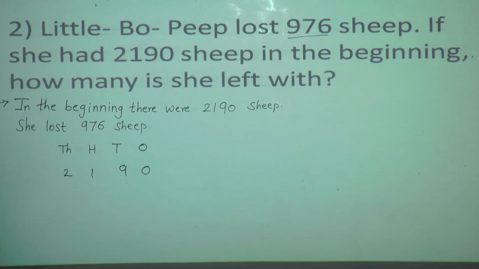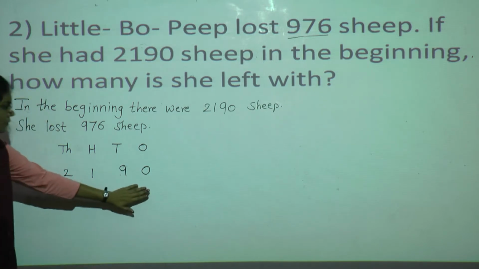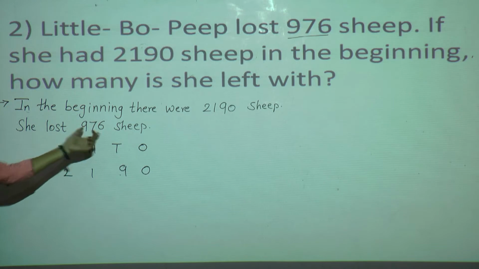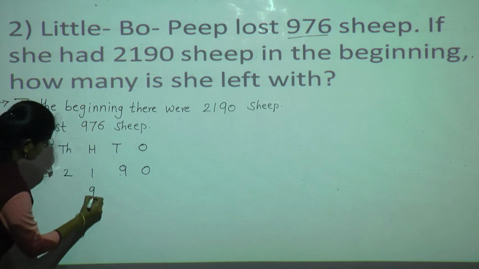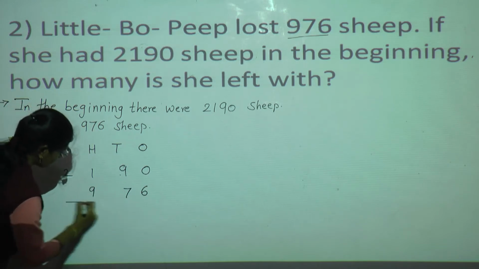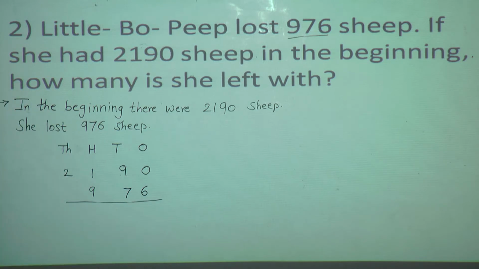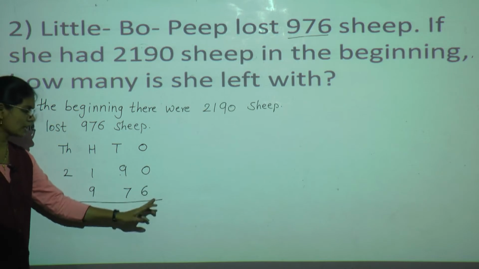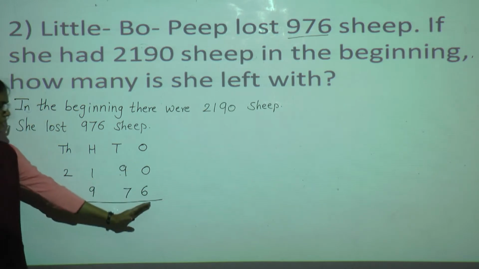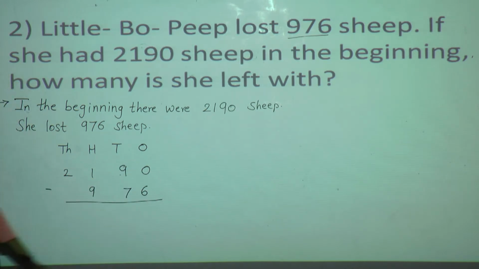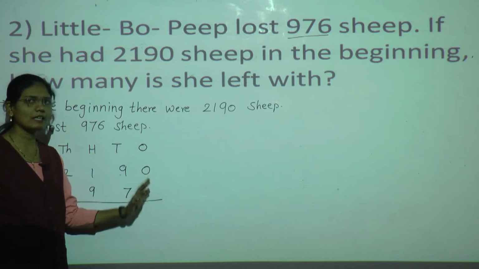2190. Okay. From 2190, if we subtract this number 976, then we will get the remaining sheep. Okay. Do the subtraction. See, the ones place here 0 is there and here 6 is there. 0 minus 6, can we do? No, we can't do 0 minus 6 because 0 is smaller than 6.